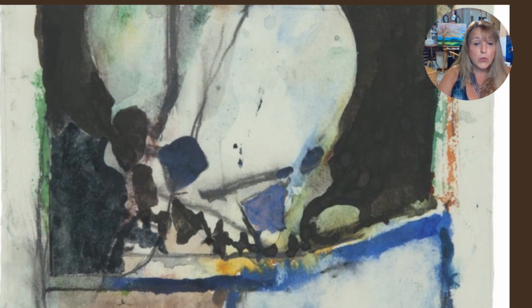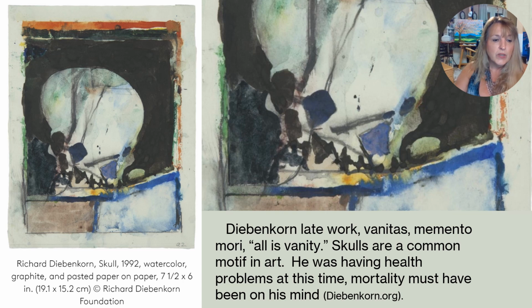This is also Diebenkorn. If you look closely, it's a skull. So Skull, 1992, watercolor. His late work is a vanitas, a memento mori, all is vanity, a symbol of death. And so skulls are a common motif in art. He was having health problems at this time, and I think mortality must have been on his mind. Certainly haunting, isn't it? This is a late work by Diebenkorn.